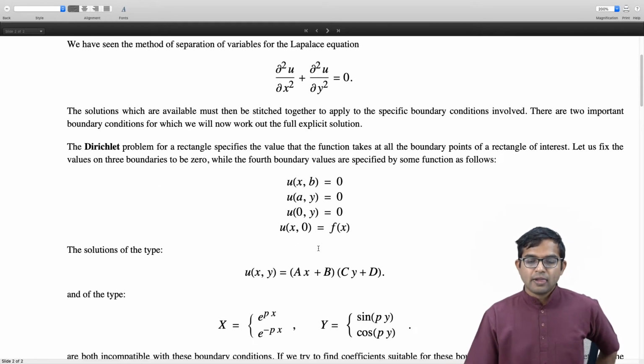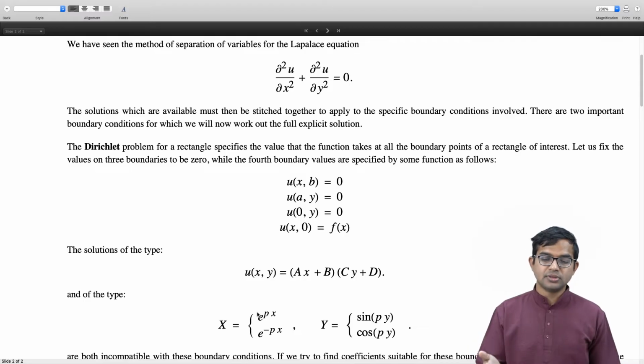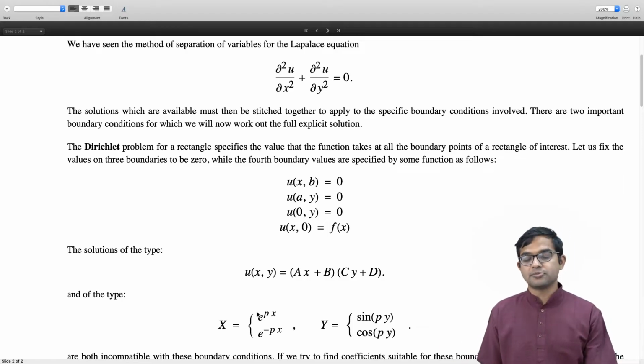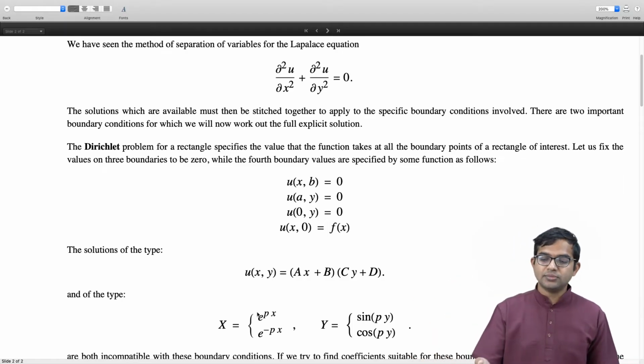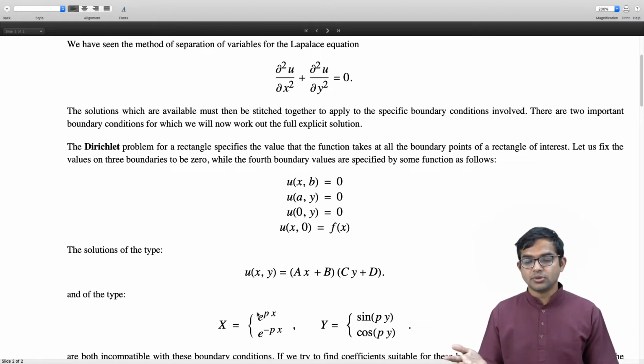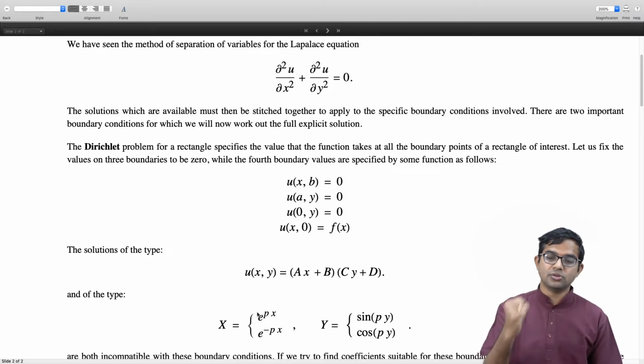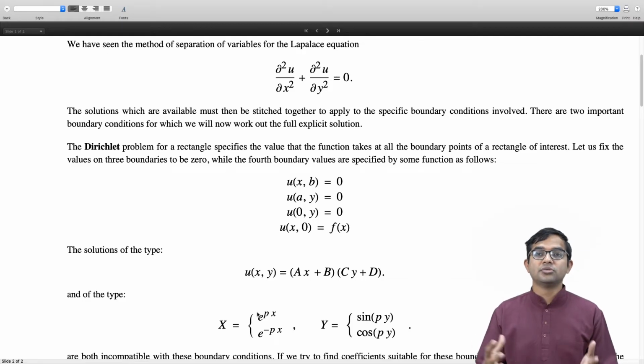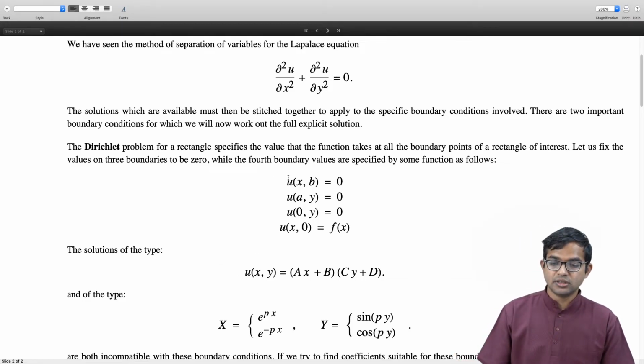And likewise for the boundary conditions which are given here, if you take exponentials along the x direction and sinusoids along the y, it's not going to work out, right? If you have to choose e to the px, you have to choose some solution like c1 times e to the px plus c2 times e to the minus px, the whole thing multiplied by c3 times sine of py plus c4 times cosine of py. Suppose you choose this to be a solution. Can you fix these c1, c2, c3 and c4 such that these boundary conditions will hold, right?